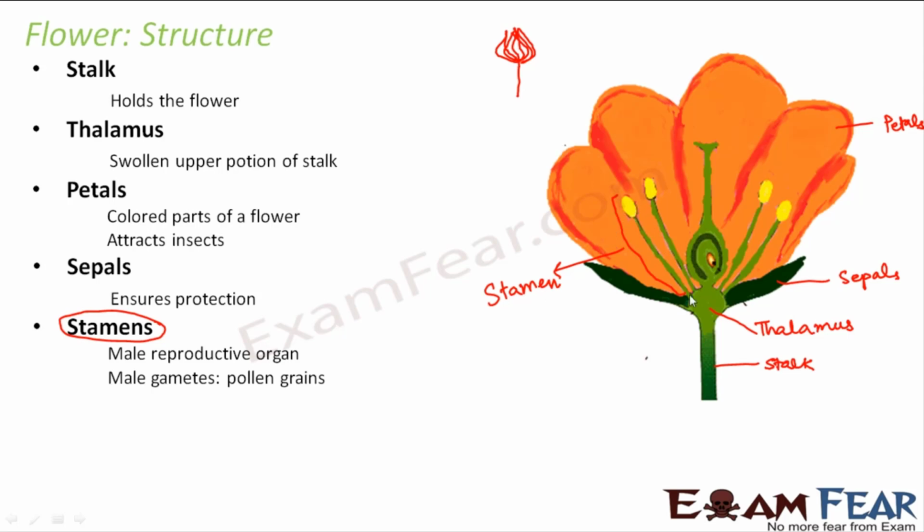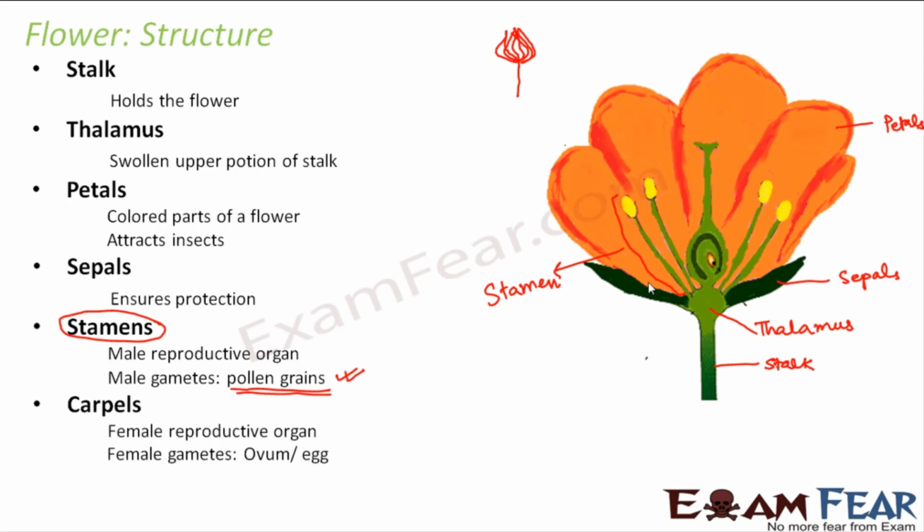That means this structure actually produces the male sex cells or the male gametes. What are the male gametes in a flower? Male gametes are the pollen grains. That means these stamens produce pollen grains. We will study the structure of the stamen in detail in the next slide, and then we will see how pollen grains are produced.